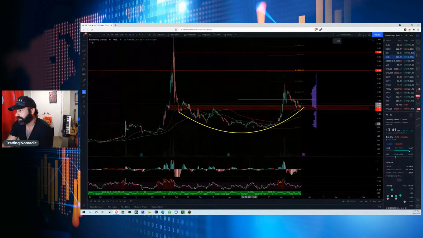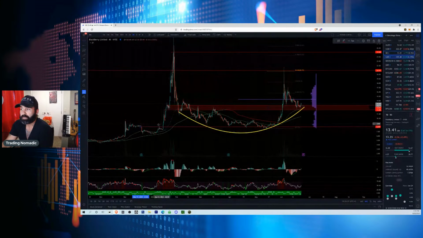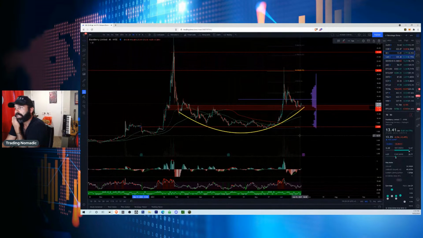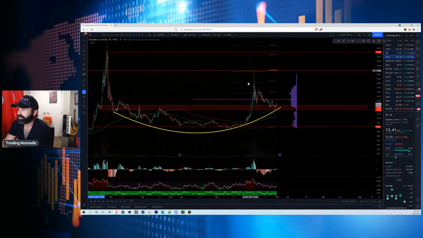But if you look where that lower low was, that lower low was right at our support and resistance levels here. And then from there, it was over. You took off after that.